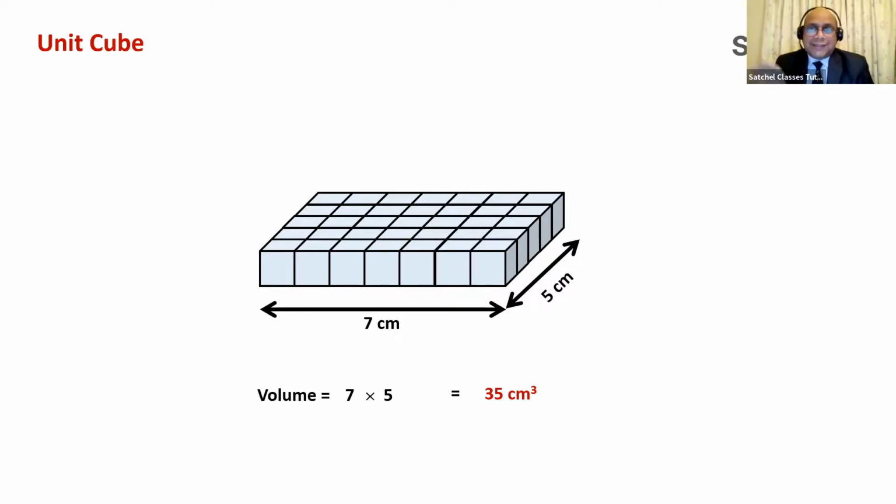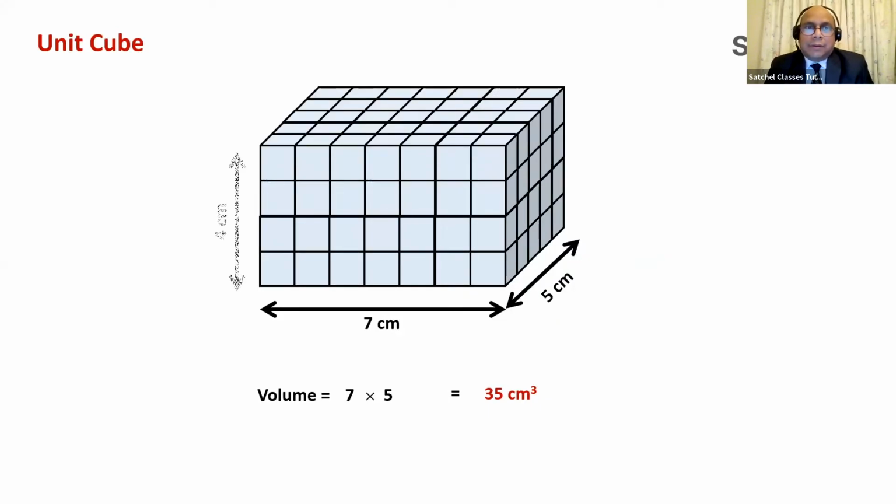What if I stack 4 such layers on top of each other? Well, now how many centimeter cube do I have? We had 35 in each layer, and there are 4 layers on top of each other. So it will be 35 times 4, which is 140 centimeter cube. You can see that unit cubes can be the fundamental building blocks for volume of any 3D shape.